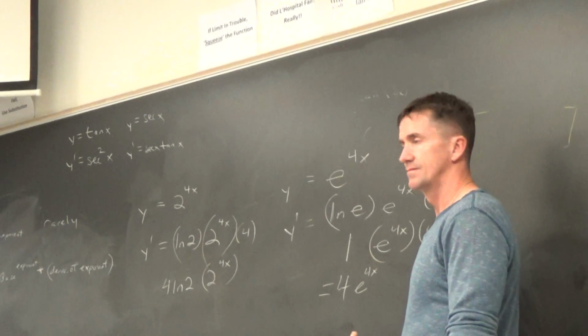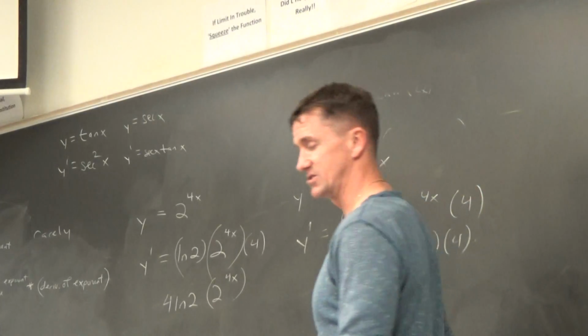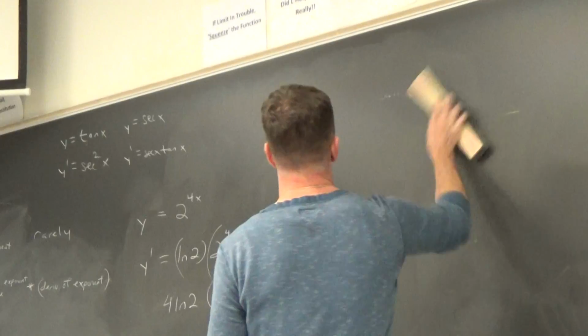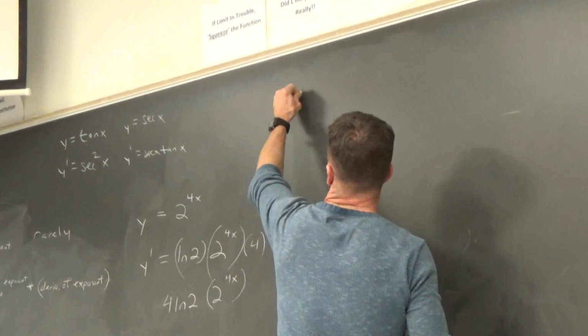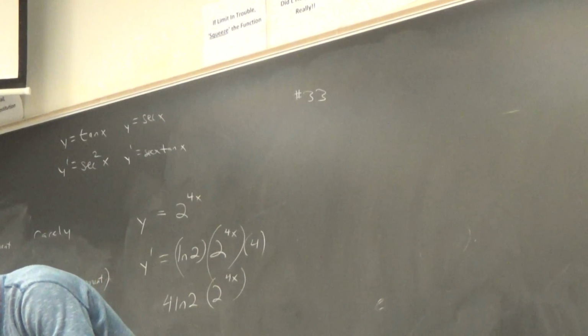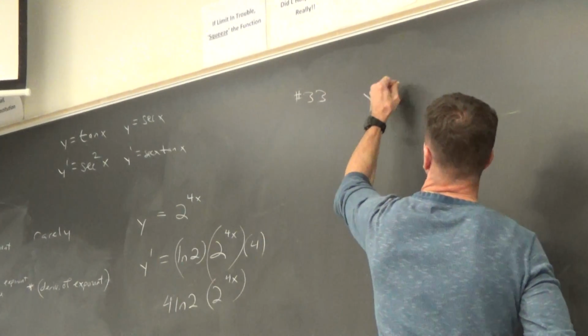That's right. Okay. Now let's do that actual problem in the book. It's from section 3.4, on page 205. y equals 2 to the sine pi x.